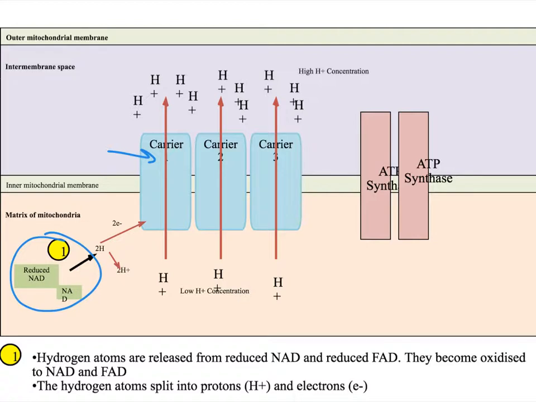that have been produced during glycolysis and the Krebs cycle. The first thing to happen is that hydrogen is released from the reduced NAD and FAD, and they become oxidized, and the hydrogen atoms split into protons and electrons.